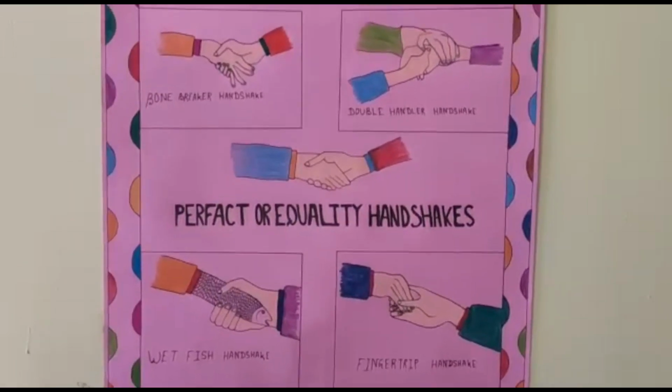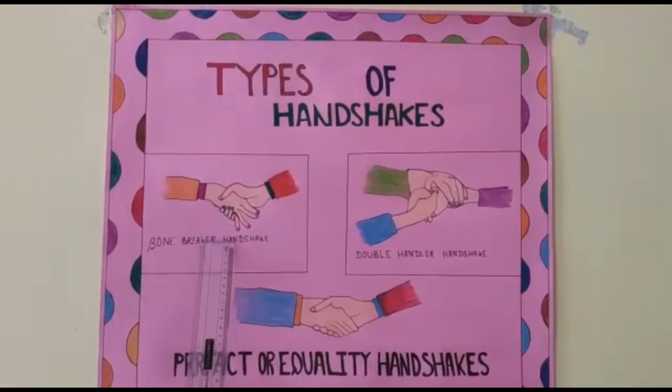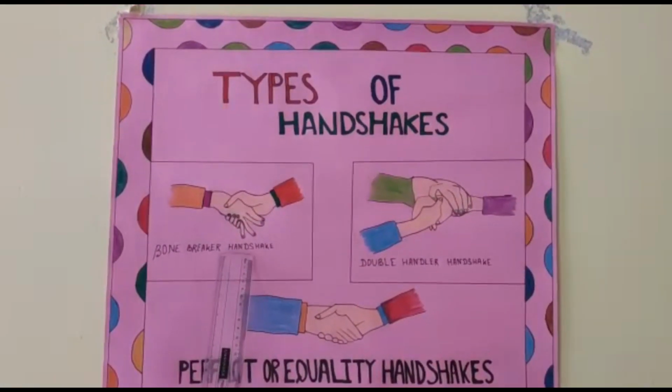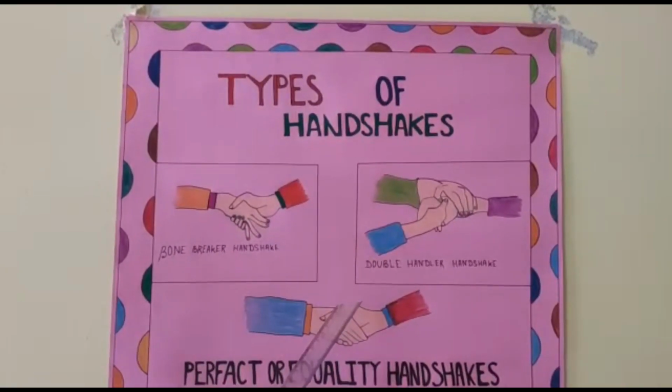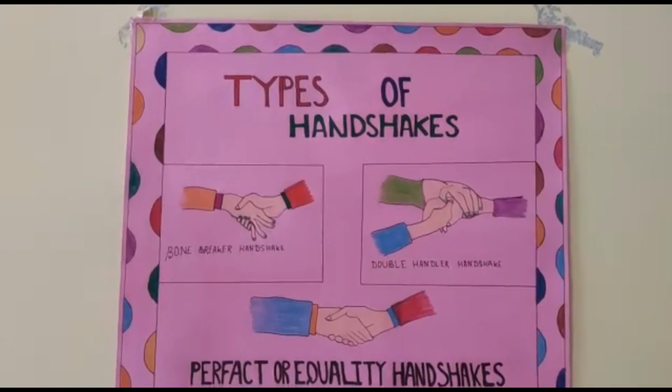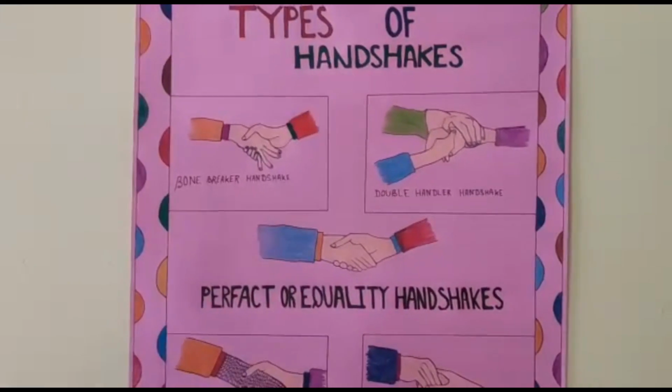This is the bone breaker handshake. The bone breaker handshake denotes an aggressive personality, and it can break your hand. This is called the bone breaker handshake.